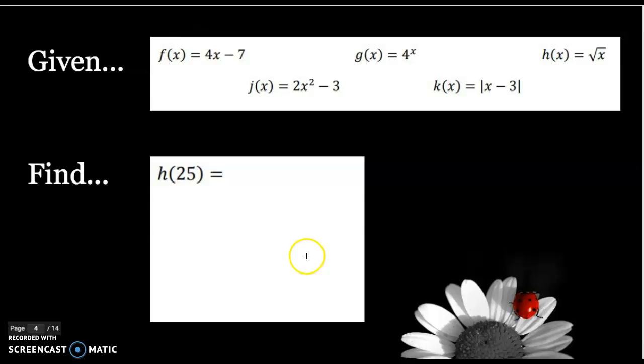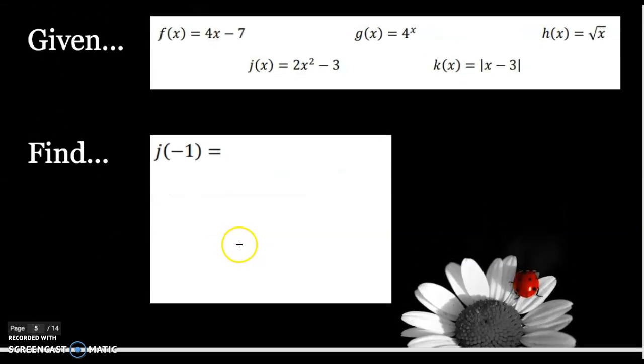All right, go ahead and find h of 25. And make sure you don't forget a very important part of this problem. So if I'm doing the square root of 25, that is 5, but it's plus and minus 5. Remember, if I do 5 squared, I get 25, and if I do -5 squared, I get 25. So make sure you have the plus or minus on there.